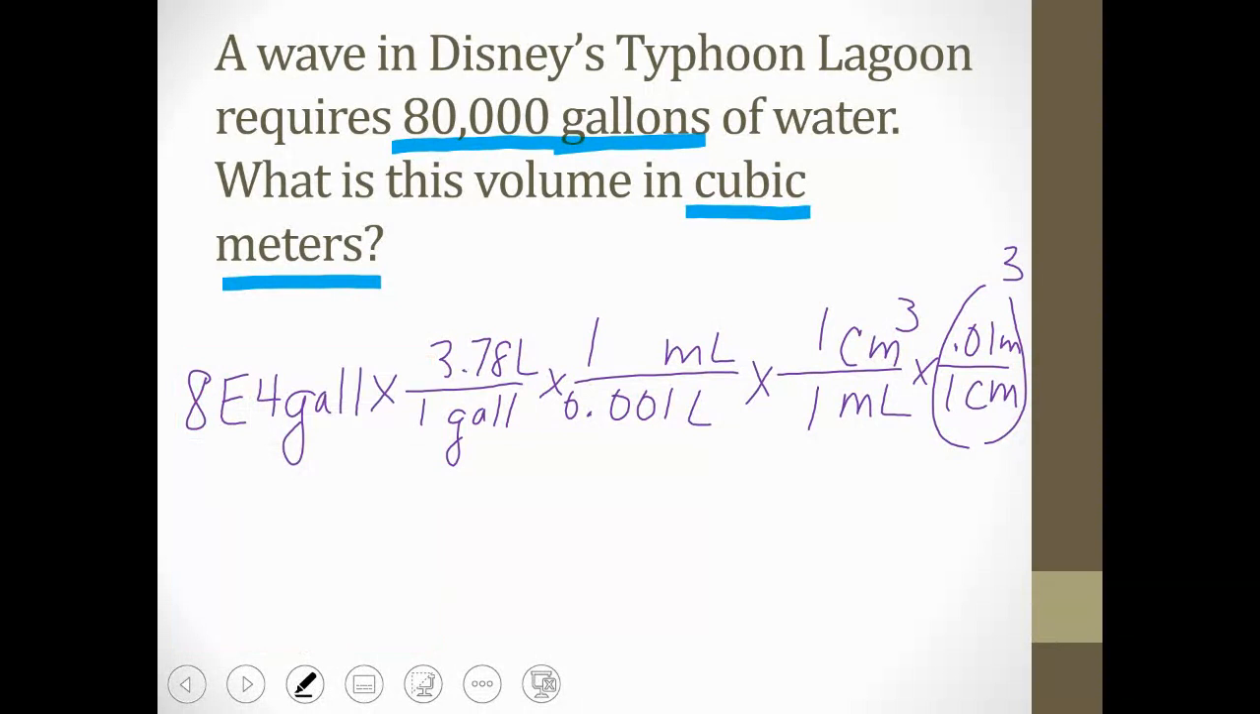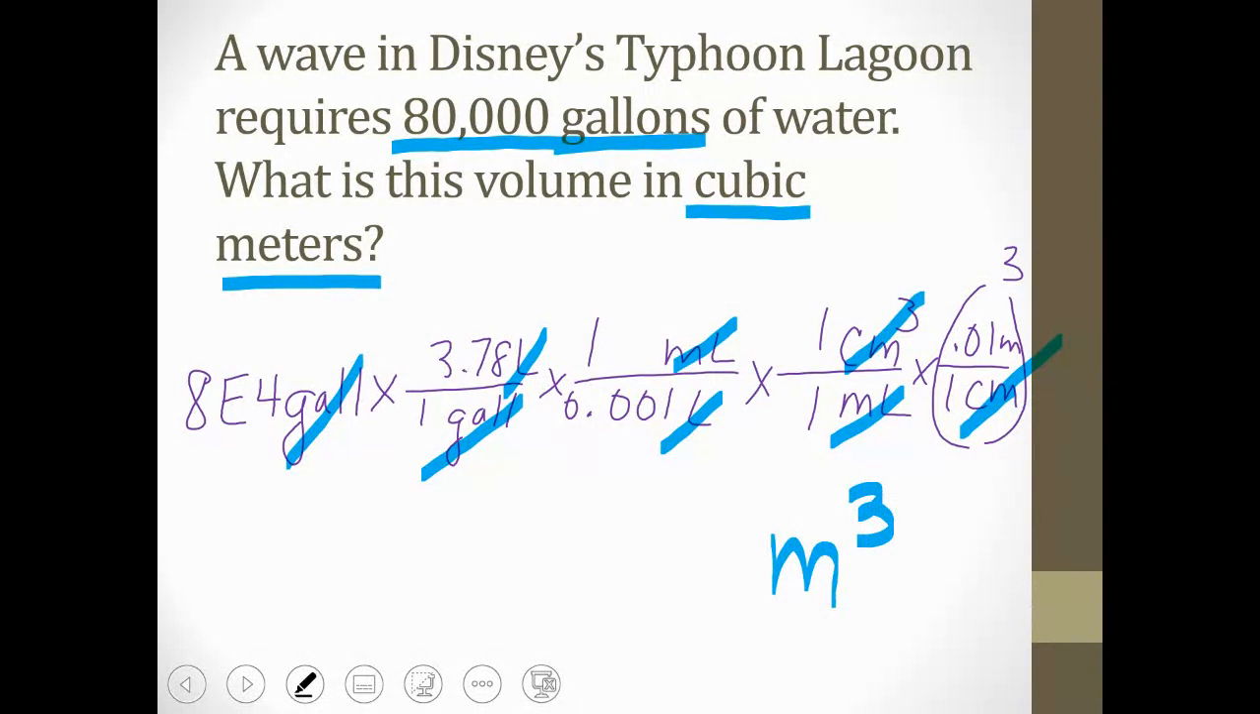And now the gallons divide out, the liters divide out, the milliliters divide out, and the cubic centimeters will divide out. And the answer will be in meters cubed. See, some of the factors, the first three, they don't need to be cubed. Right here, this is where we switched from a non-cubed unit to a cubed unit. And we'll learn a little bit more about that tomorrow. And after that, now my factor has to be cubed.